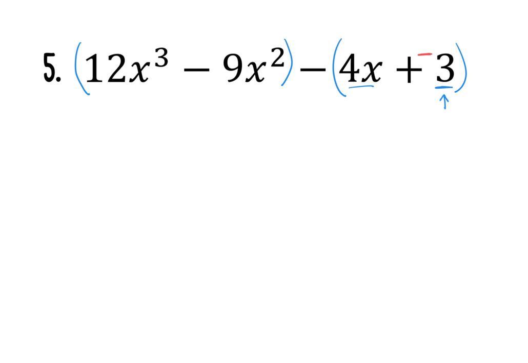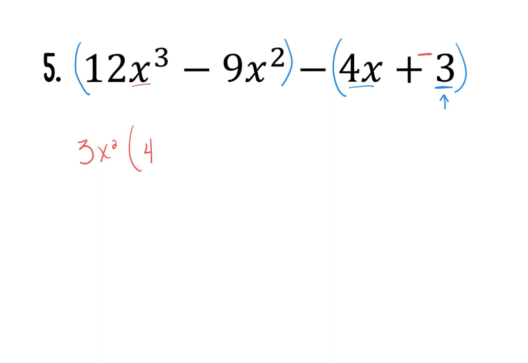And then I am going to treat the rest of this exactly the same. I'm going to look at my 12 and my 9. What's the largest number that goes into 12 and into 9? 3. What about my variables? How many x's can I take out? I can only take an x squared out. And then I'm just going to do division. 12 divided by 3. That gives me 4.